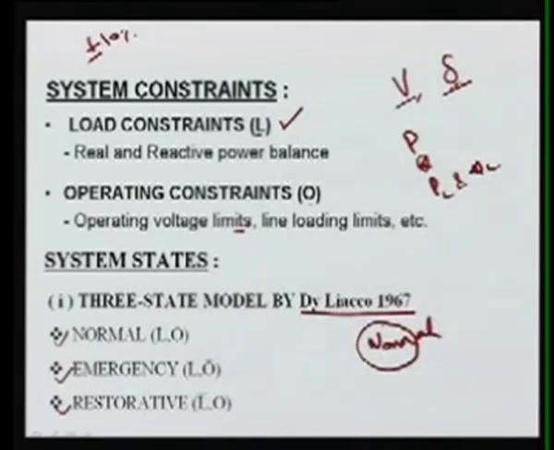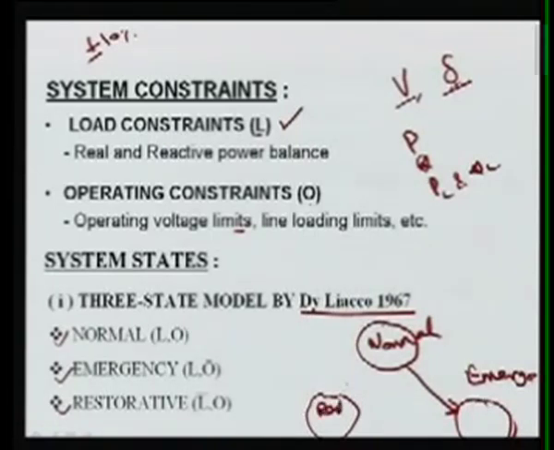And then if there is any contingency, your system can come to the emergency state, and there is also a possibility of the restorative state. The system can come to the restorative state, or even from the emergency state we can reach the restorative state. In the normal state, your load constraints are also known as the equality constraints.